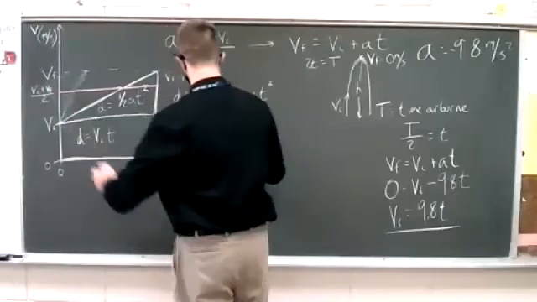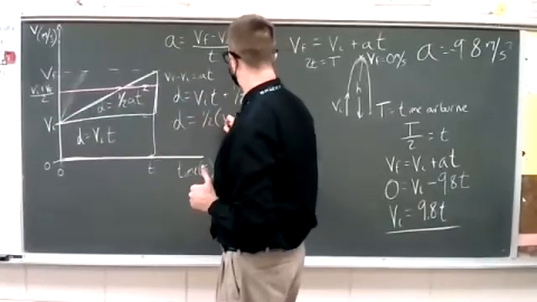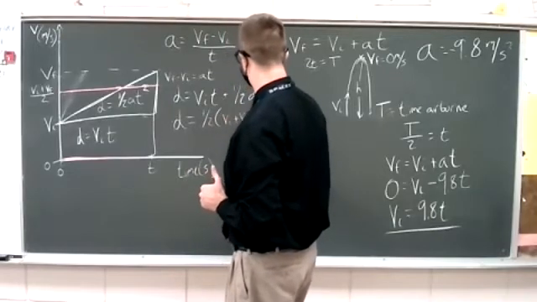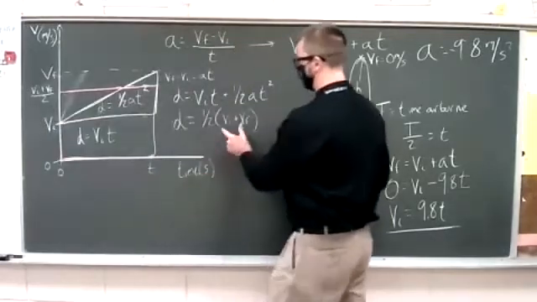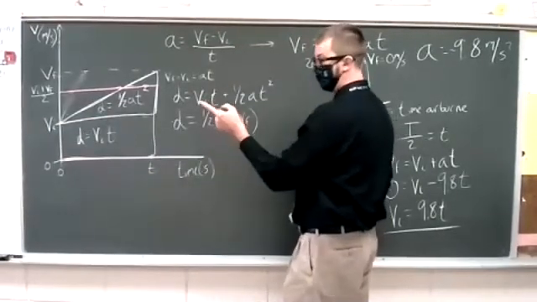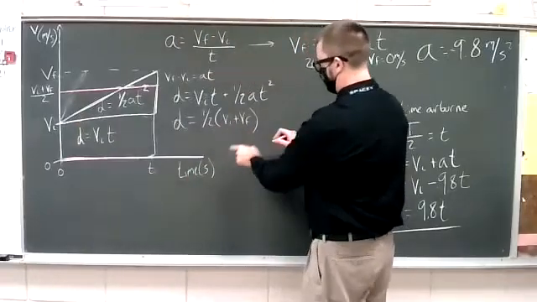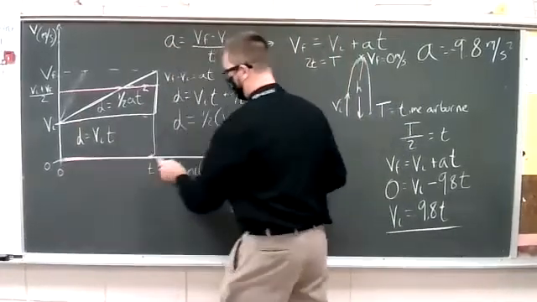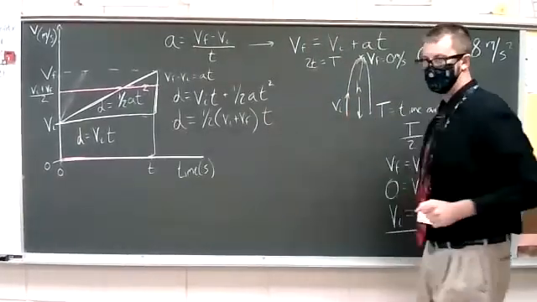VI plus VF over 2, which I'm going to rewrite slightly: 1/2 times (VI plus VF). Everybody okay with that? I'll just factor off the 1/2. Instead of writing it over 2, that's the same thing. So length times width, from 0 to t. So there you go. And you'll see that that's the third equation over there, right?